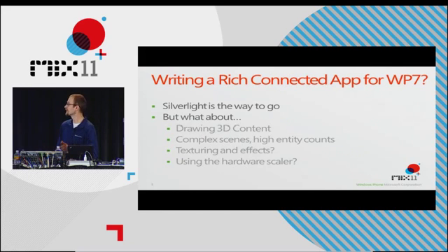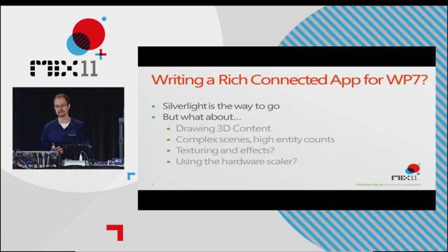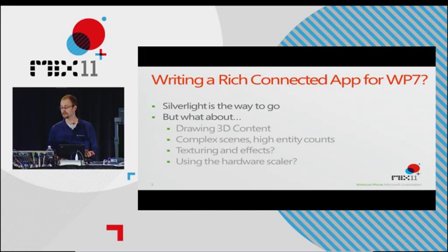What if you're writing a Silverlight application for Windows Phone 7? Some of the limitations you might run into are pretty obvious. You can't use XNA to get at the graphics device. So if you want to push a lot of content, if you want to use our effects and texture things, stuff like that, you really just can't. You also don't have access to the hardware scaler that can be really useful in XNA.